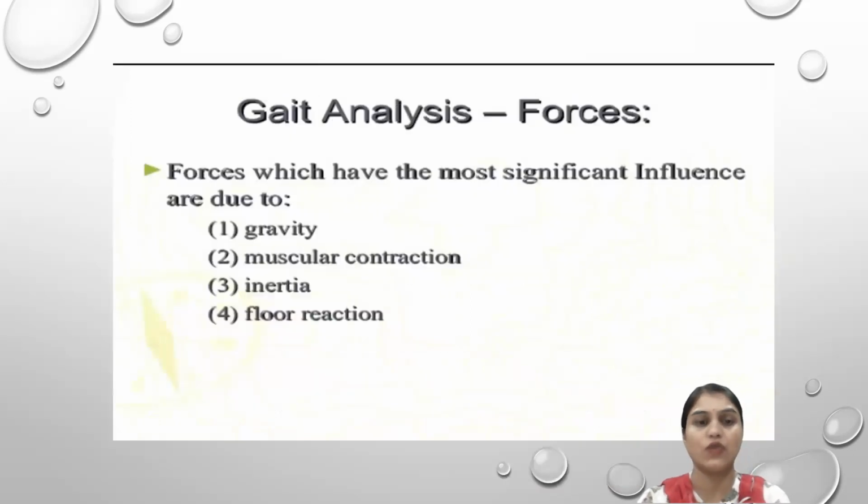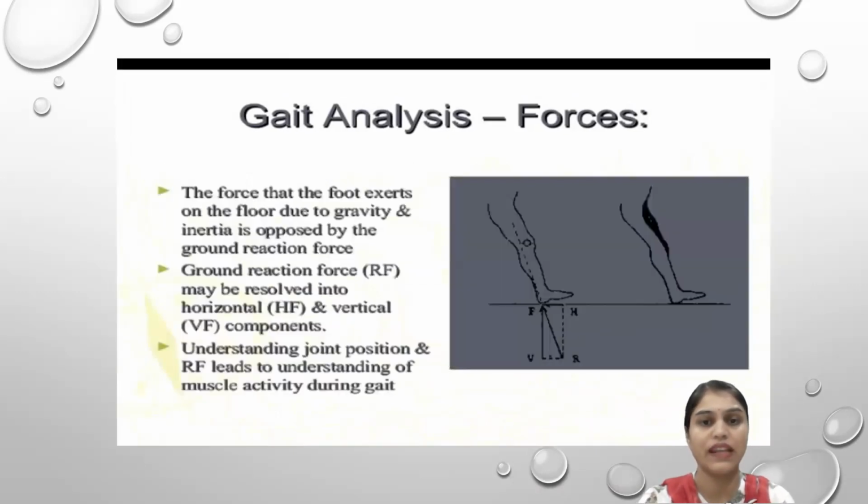Gait analysis forces. The forces that have the most significant influence are due to gravity, muscular contraction, inertia, and floor reaction. The forces that the foot exerts on the floor due to gravity and inertia are opposed by the ground reaction force. Ground reaction force may be resolved into horizontal and vertical components. Understanding joint position and ground reaction force leads to understanding of muscle activity during gait.